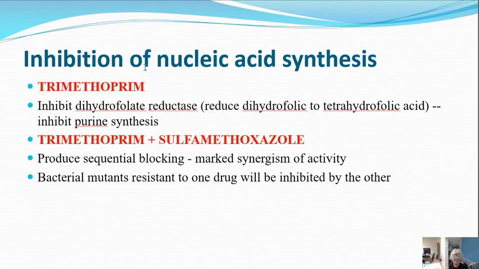Inhibition of nucleic acid synthesis: trimethoprim inhibits dihydrofolate reductase, which means that we can get an inhibition in purine synthesis, so we can also get vitamin B12 deficiency. It can really knock out our mechanism for generating necessary players in our body and vitamins.